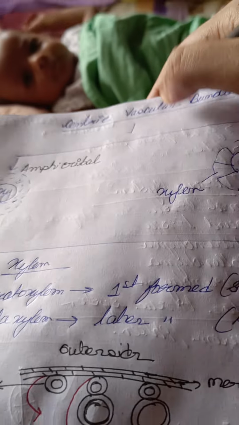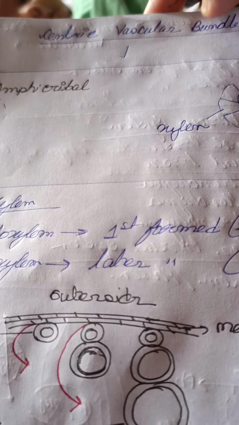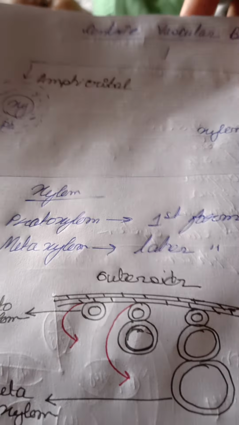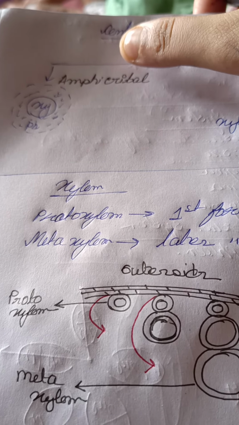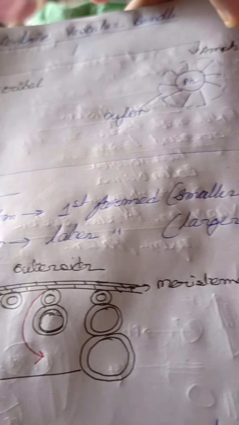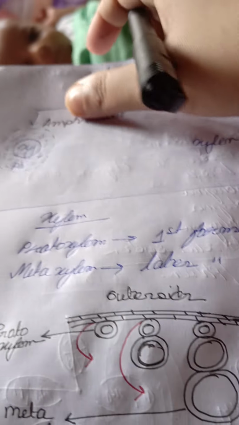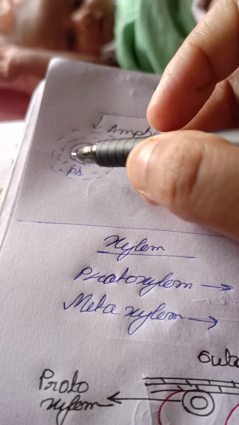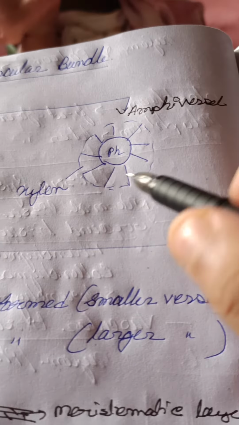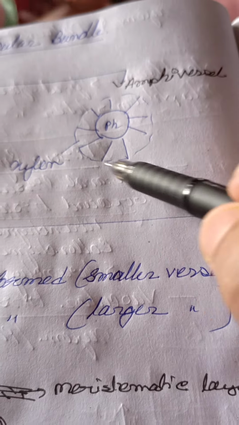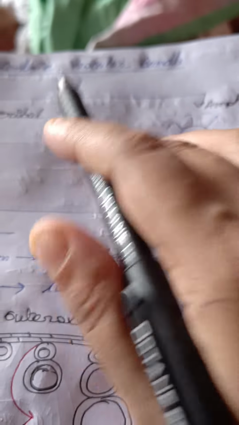Next one is the concentric vascular bundle. Concentric vascular bundle we can classify into amphicribal and amphivasal. In amphicribal, you see xylem is in the middle and phloem is circulating on the outside. Here is the opposite: phloem is in the middle, xylem is on the outside. So on this basis, this is also a type of vascular bundle arrangement, meaning xylem phloem arrangement.